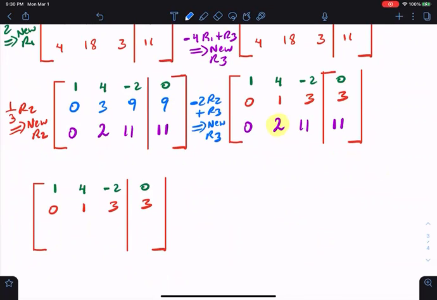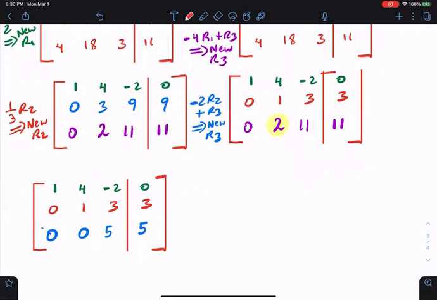-2 times all the elements in row 2, so -2 times 0 is 0, plus 0 is 0. -2 times 1 is -2, -2 plus 2 is 0. -2 times 3 is -6, and -6 plus 11 is 5. So now you see how nice this turns out to be, right?